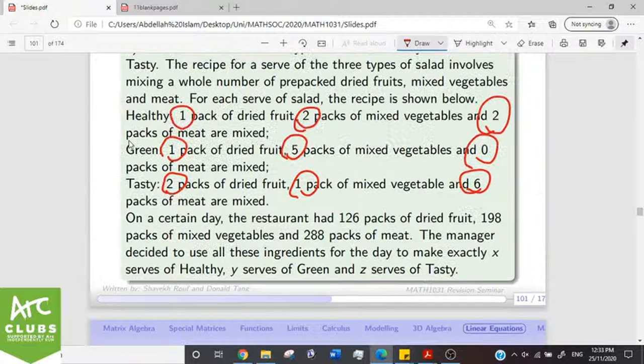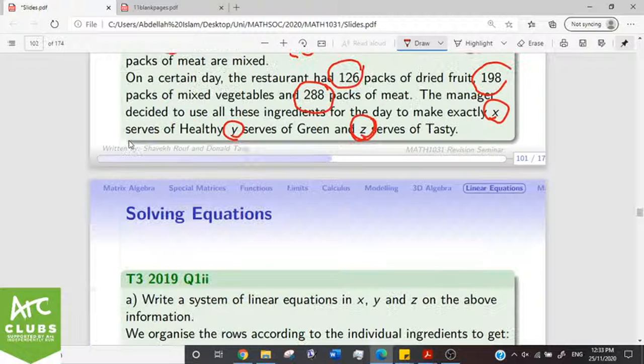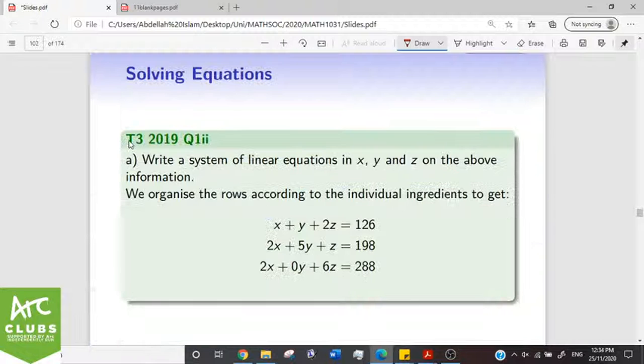And you have a total of 126 fruit, 198 vegetables, and 288 meats. And you want to know exactly how many of X, Y, and Z you can make. So X, Y, and Z are the servings of each of these salads. So what we really have here is 3 different equations. So the servings need to add up.